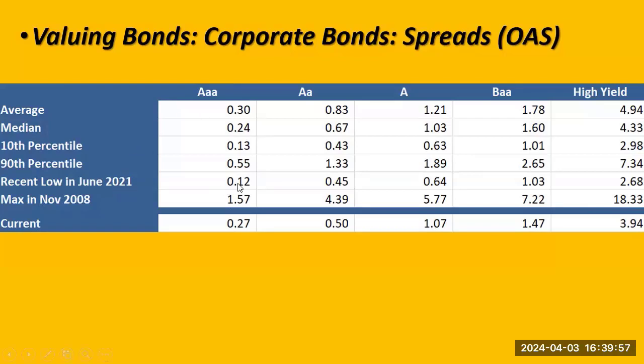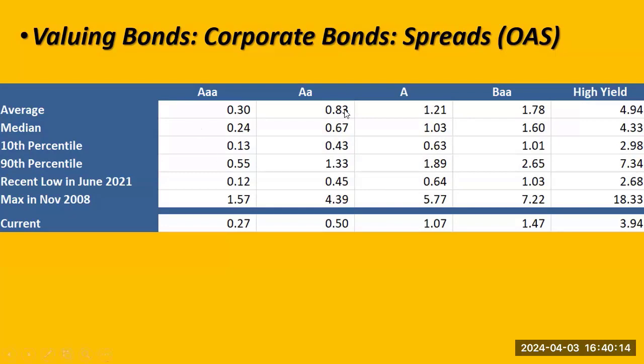In 2021, they got down to 12 basis points, almost nothing. You almost could not tell a difference between a Treasury and a AAA. But how many AAAs are there? There's only 2 left: Johnson & Johnson and Microsoft. So it's only 2 companies.